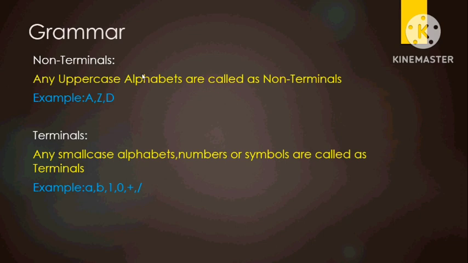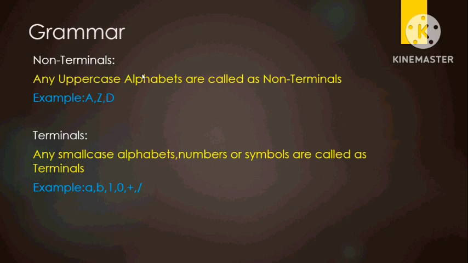Now, we will jump to the next concept, called terminals. What are terminals? Any lowercase alphabets, any numbers, or any special symbols are called terminals here. Terminals are denoted by T, and these are examples of terminals: a, b, 1, 0, plus and slash. All these special symbols are also part of terminals.